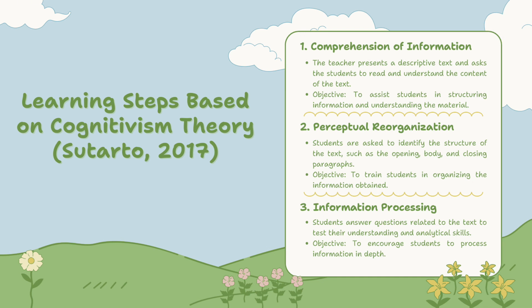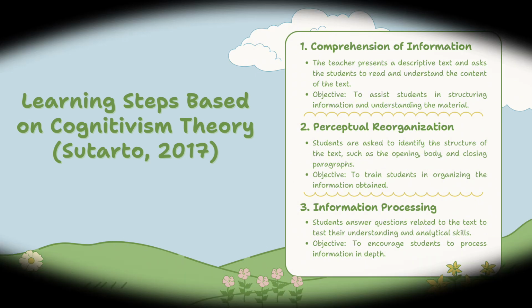The second is perceptual reorganization. The students are asked to identify the structure of the text, such as the opening, body, and closing paragraphs. The objective is to train students in organizing the information obtained. And the third is information processing. The students answer questions related to the text to test their understanding and analytical skills. And the objective is to encourage students to process information in depth.